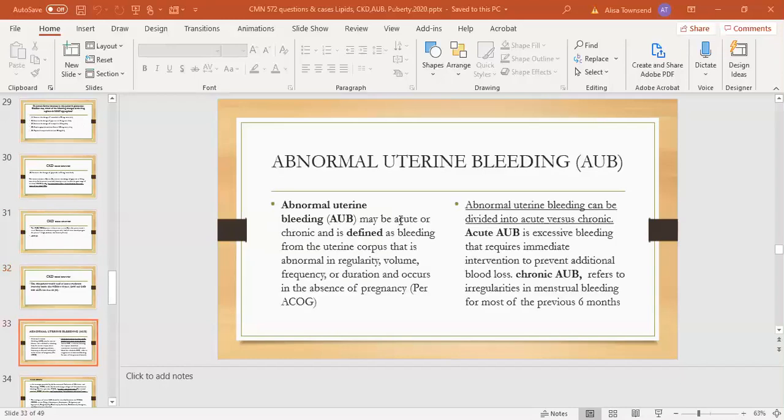All right, let's go on to abnormal uterine bleeding.